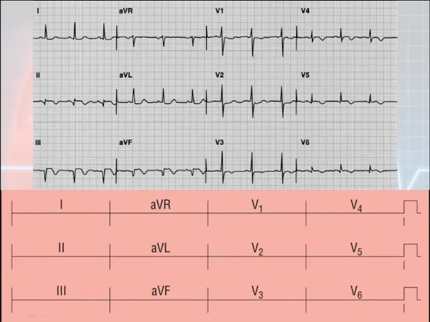One more here. It looks like we have another one that has some inferior involvement. It looks like lead 2, 3, and AVF all have involvement. 2 is inferior, 3 is inferior, AVF is inferior. Whoops, supposed to be an I.